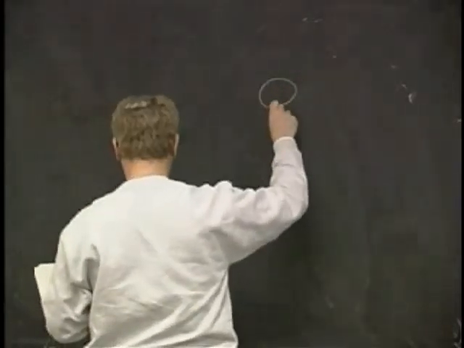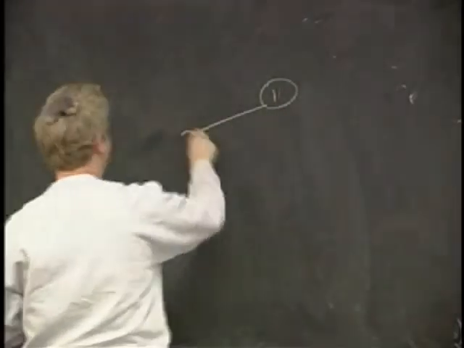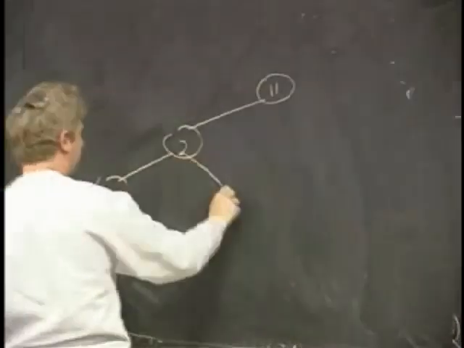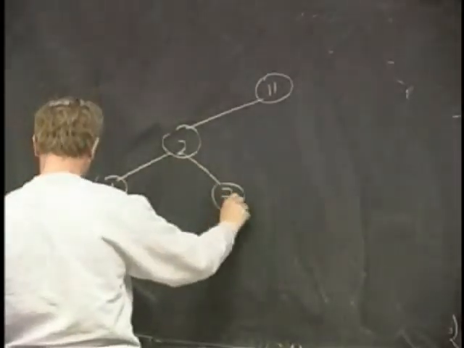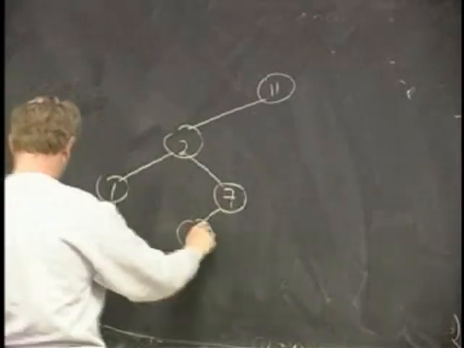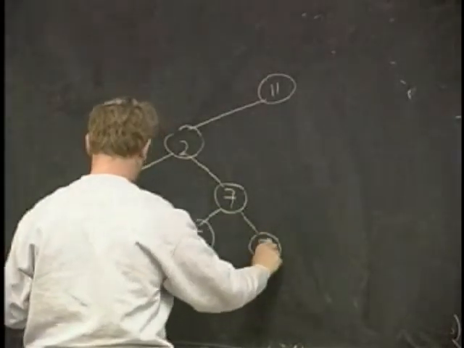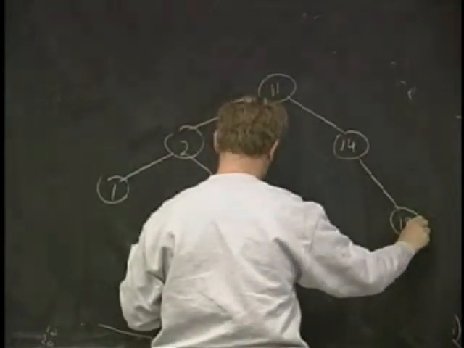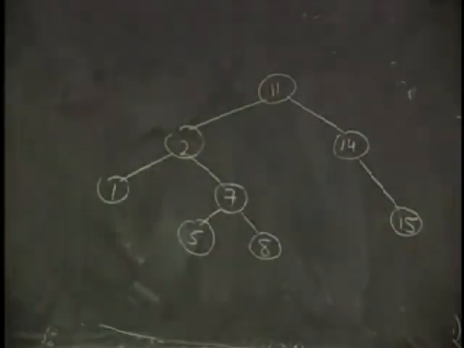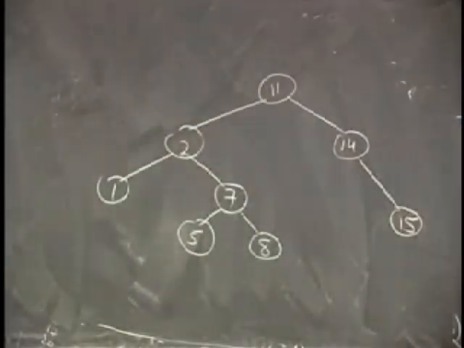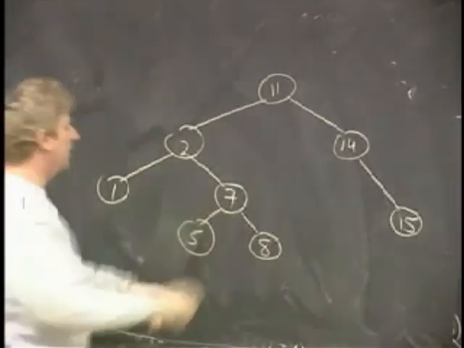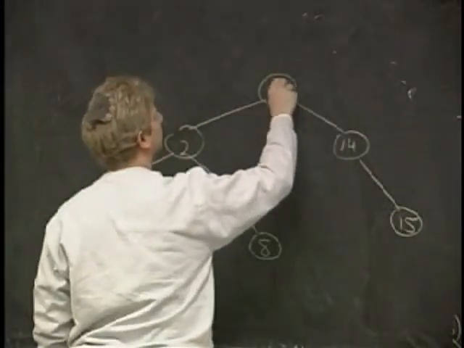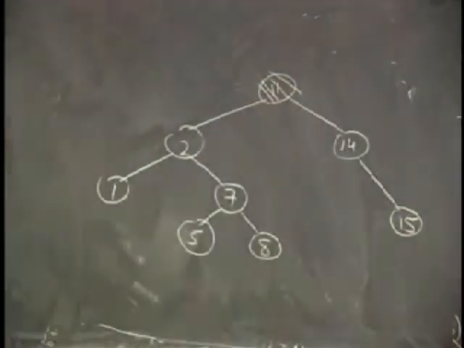Here's an example from your book. 11, 2, 1. I'm going to have you guys color this as an exercise. 7, 5, 8, 14, 15. Here's a binary search tree. And you're claiming that 5 can be red and 8 can be black. And I'm claiming it can't be. No, I'm claiming that this could be red and this could be black. I'll shade the ones that are black, and we'll leave the other ones unshaded to be red.